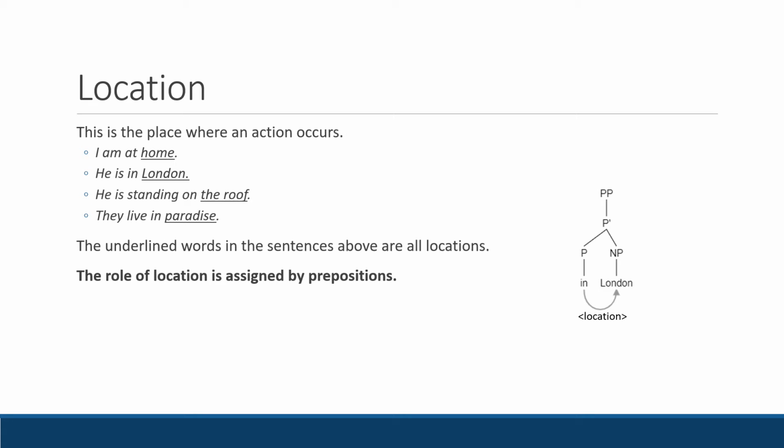Next is the location. This is the place where the action occurs, just as one would expect. "I am at home." "He is in London." "He is standing on the roof." "They lived in paradise." The underlined words in the sentences above are all locations. And just like the previous slide, the location is also assigned by prepositions. So this is a prepositional phrase. The preposition is "in," and London is the noun phrase.